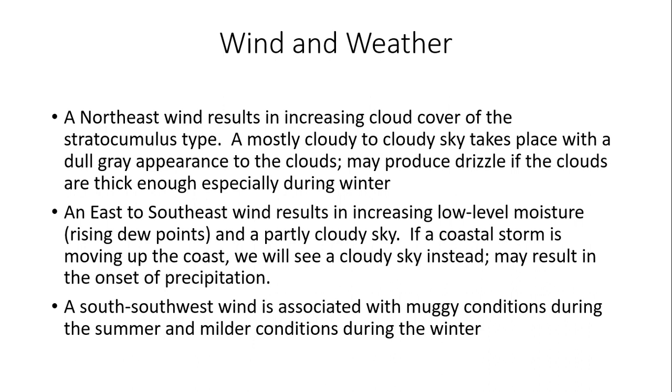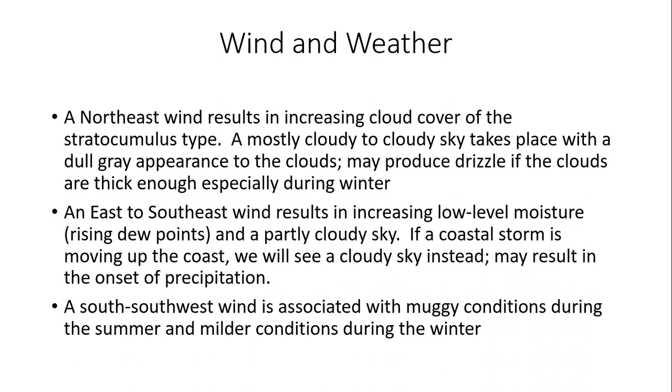An east to southeast wind across coastal Virginia results in increasing low-level moisture, rising dew points, and usually a partly cloudy sky. Now, if we have a coastal storm that's moving up the coast, we will see a cloudy sky instead, and that may result in the onset of precipitation, especially during the winter season.